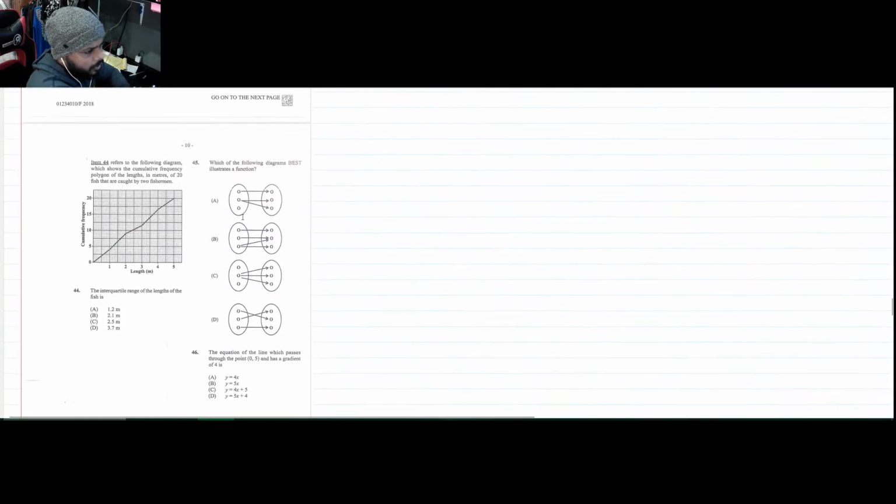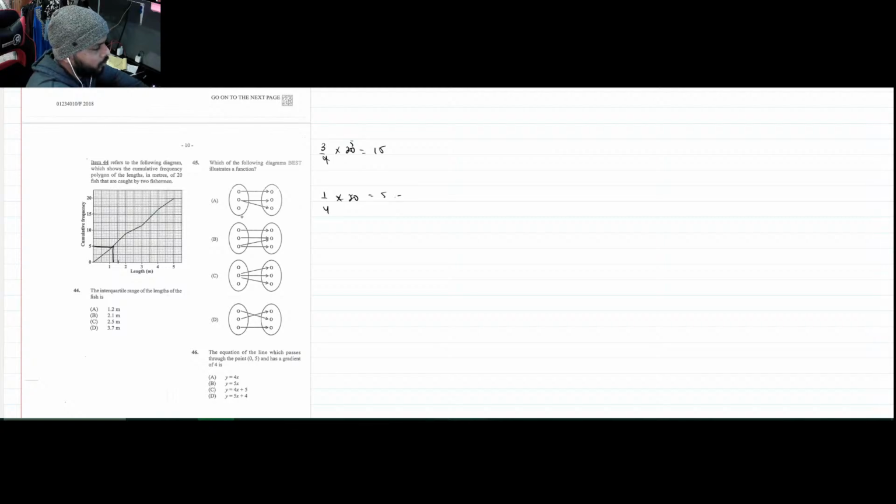The interquartile range of the lengths of fish is, so let me see. Well, lengths in meters of 20 fish caught by 2 fishermen. The interquartile range is Q3 take away Q1. So Q3 will be 3/4 of the 20. So 3/4 of 20 is 15. And Q1 is 1/4 of 20, which is 5. So 5 will correspond to, what is that? That looking like 1 point something there. This is 1.5, 1.1, I'll say 1.2.